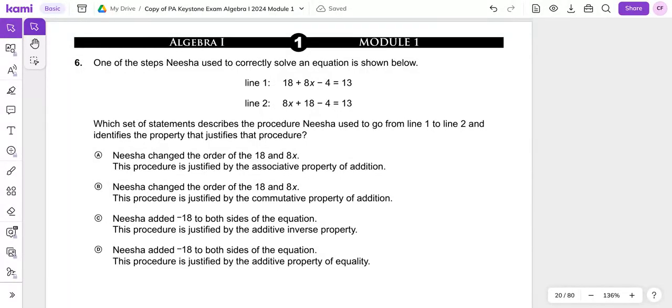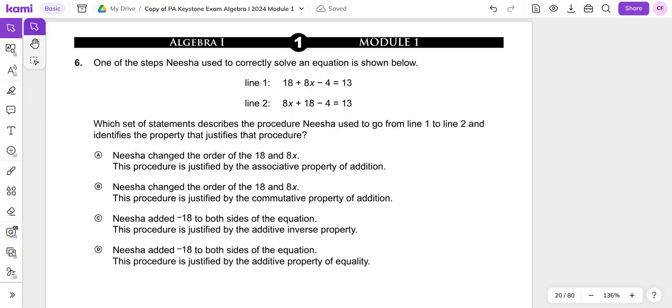One of the steps Nisha used to correctly solve an equation is shown below. In line 1, we have 18 plus 8x minus 4 equals 13. And in line 2, we have 8x plus 18 minus 4 equals 13. Which set of statements describes the procedure Nisha used to go from line 1 to line 2 and identifies the property that justifies that procedure?